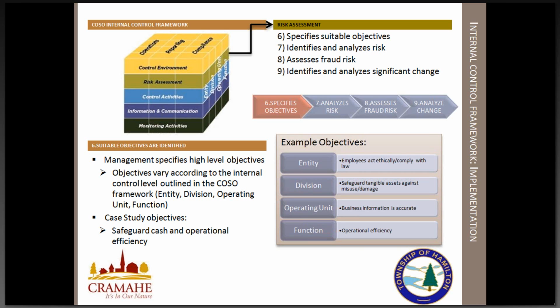Some examples at the entity level could be how to ensure employees comply with applicable law, or even how to manage unexpected staff turnover in key positions. However, in the review of internal controls at Hamilton and Cramy, the function level was evaluated with the objectives of safeguarding cash while ensuring operational efficiency.